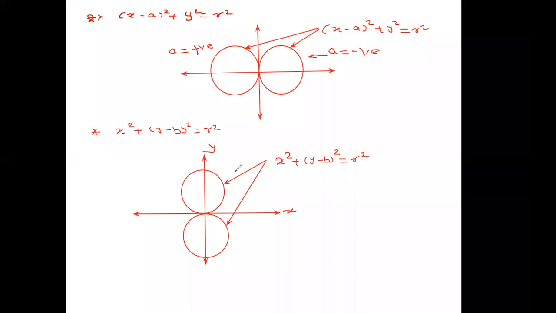So similarly, we got this is a circle equation. This is a circle equation. If a is positive, it is on that side; if a is negative, on that side.